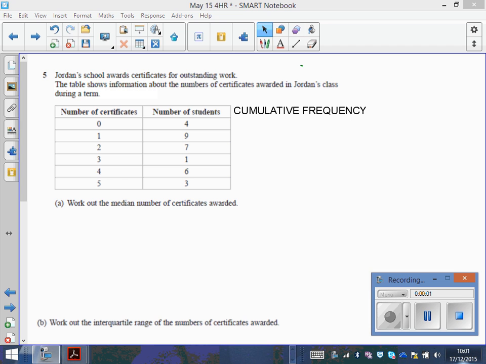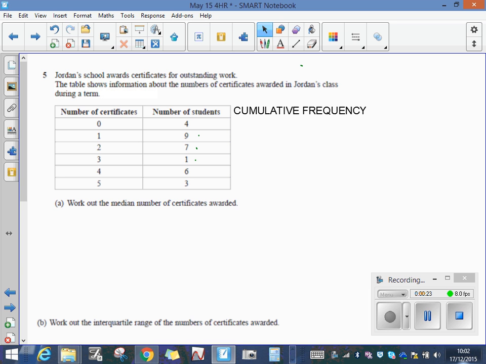In Jordan's class, students are awarded certificates for outstanding work, and the table shows the number of certificates awarded to certain students. So in this class, 4 students got no certificates, 9 students got 1 certificate, and so on. To work out the median number of certificates awarded, first of all, we need to know how many students there are in Jordan's class. If we add up 4, 9, 7, 1, 6, and 3, we get 30. So there are 30 students in his class.